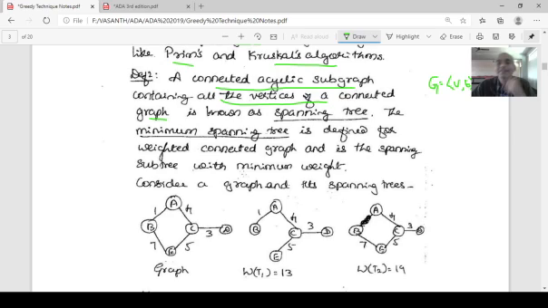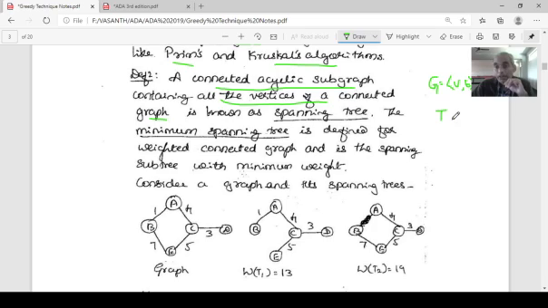Now how do you define a spanning tree? Spanning tree means what? First thing, it is a subgraph of this graph, right? And it is connected and acyclic. So a connected acyclic subgraph containing all vertices of the graph. Now if you consider a spanning tree, let us take a subgraph T.